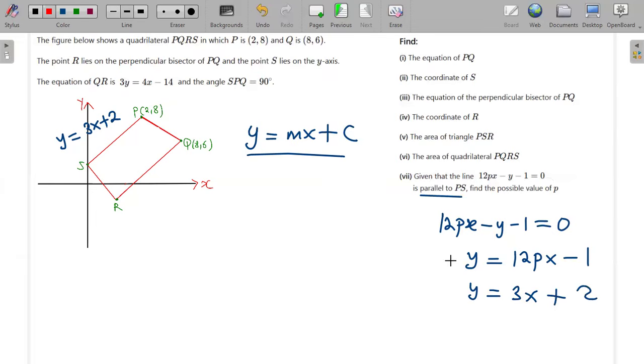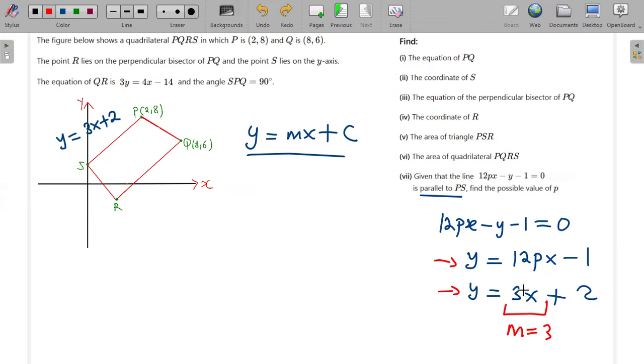But we've been told that this is parallel to this. So if it is parallel, then what does it mean? It means it has the same gradient, right? So now from this equation here, we can easily tell that the gradient there is 3. So the coefficient of x, as long as y here is just alone, becomes the gradient. If it was something like 2y is equal to this, then we can't get the 3 directly. We first have to divide throughout by 2. So make sure that the y is always alone on the left side. So the coefficient of x now becomes the gradient.